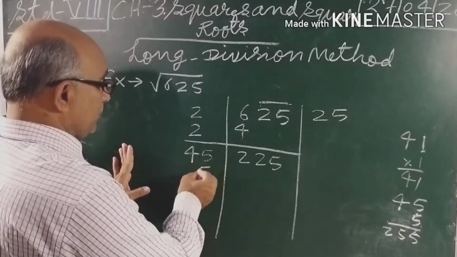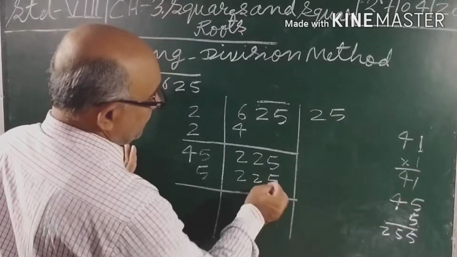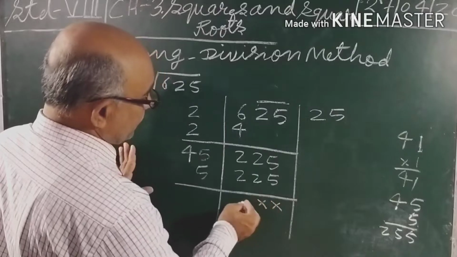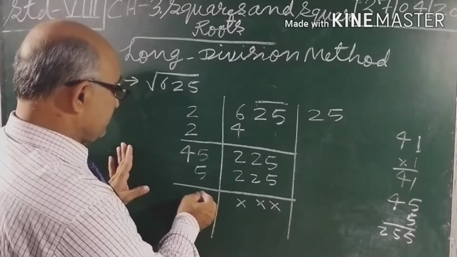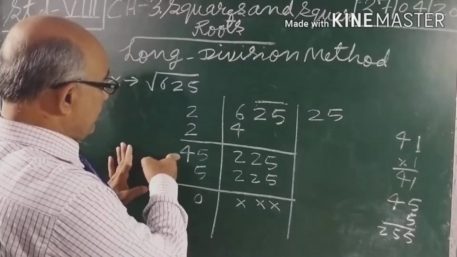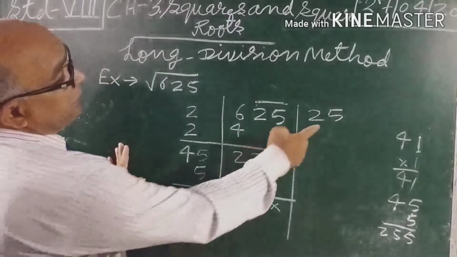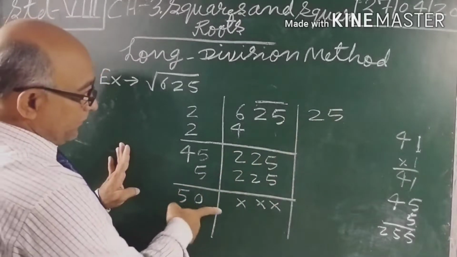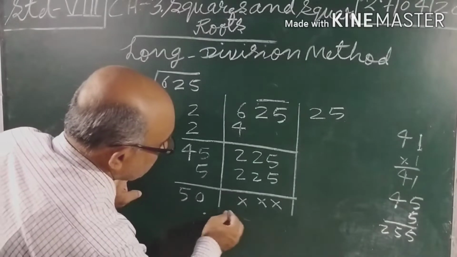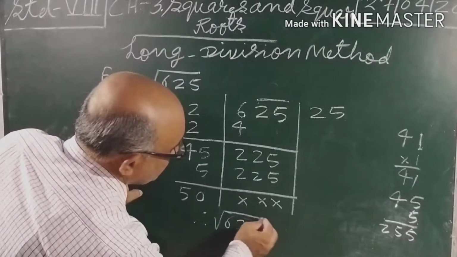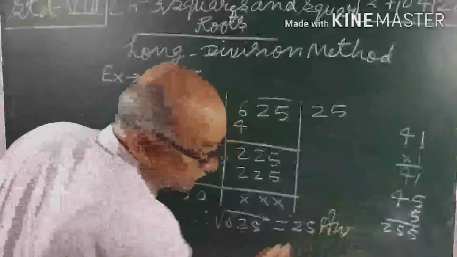Next, write 5 here, one below this. Now multiply: 225. 5 5 cancel, 2 2 cancel. Add it: 5 plus 5 is 10, carry 1, 4 plus 1 is 5. This is double the quotient, 25 to 50. Now write it. Therefore, the square root of 625 is equal to 25. Answer.